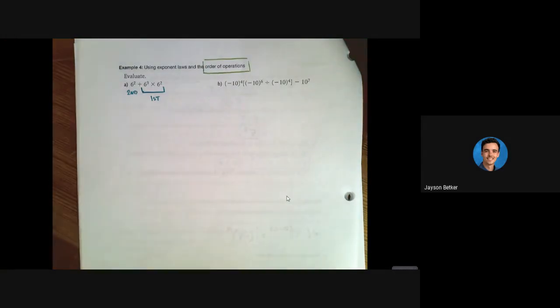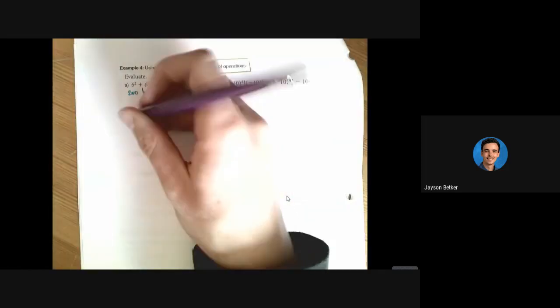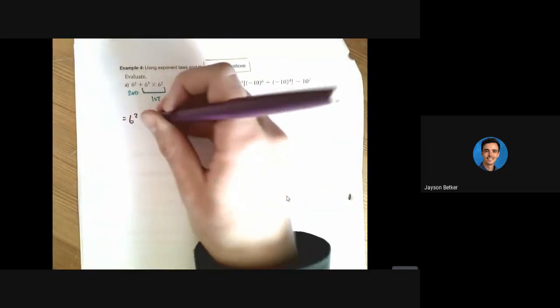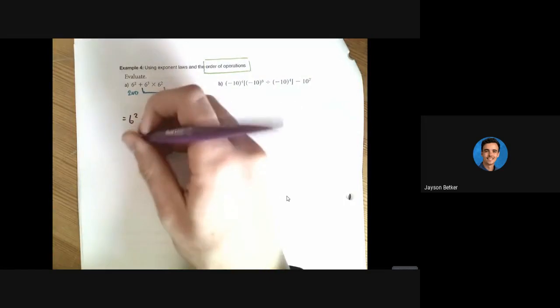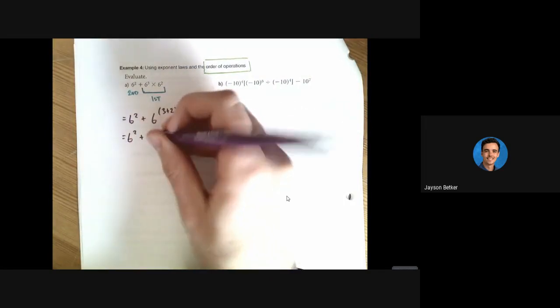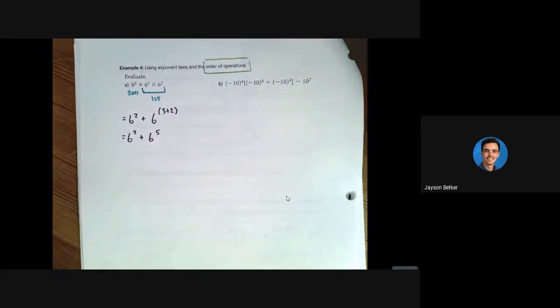So remember, your exponent law is that we leave this, but this part becomes 6, and it's a multiplication, so we add up our exponents, 3 plus 2. And we'll get 6 to the 2 plus 6 to the 5. If we want to actually evaluate that, we can just evaluate each power and then add them up.